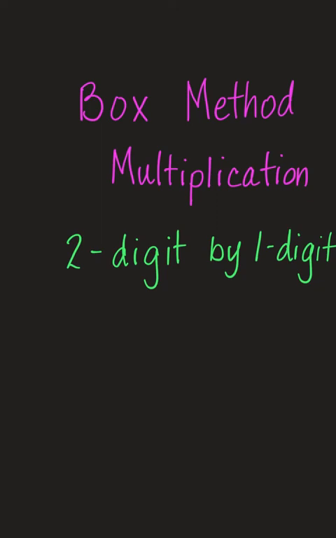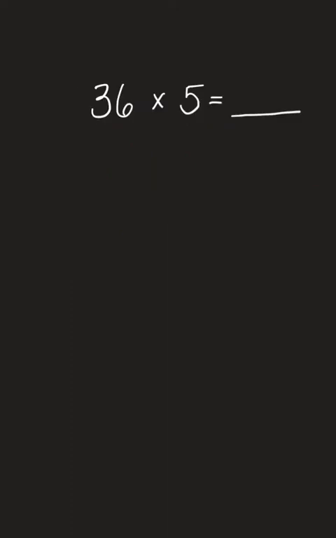In this lesson, we're going to be using the box method to do 2-digit by 1-digit multiplication. This is usually the first step before you learn the standard algorithm. Let's look at our first example. We have 36 times 5. So we have a 2-digit number, 36, and we're multiplying it by a 1-digit number, 5.